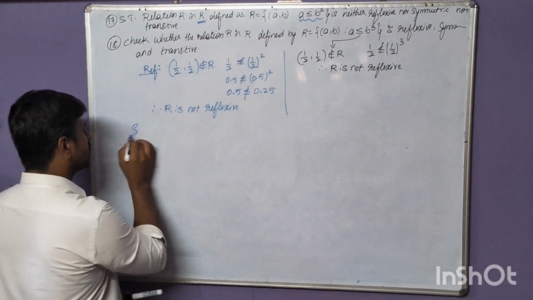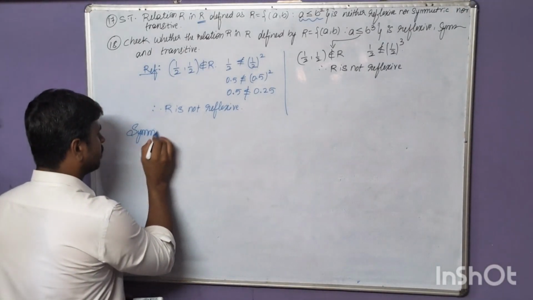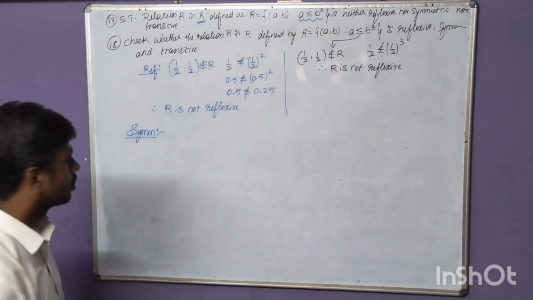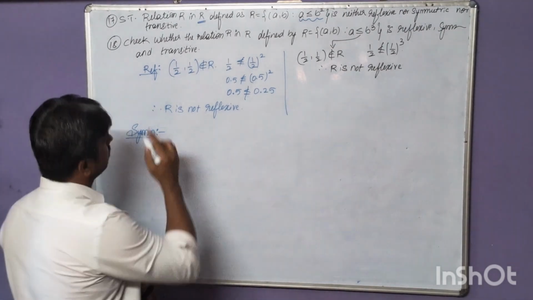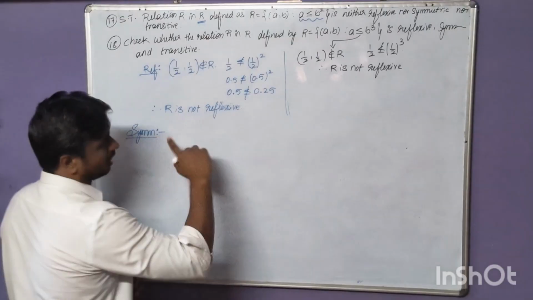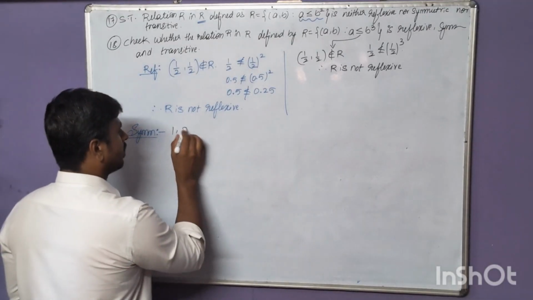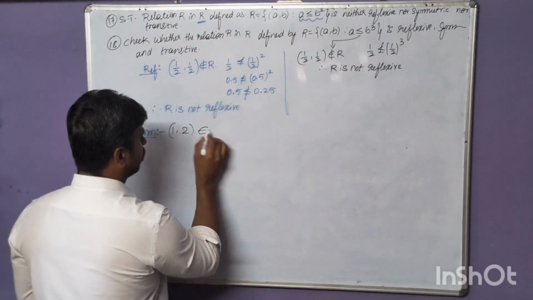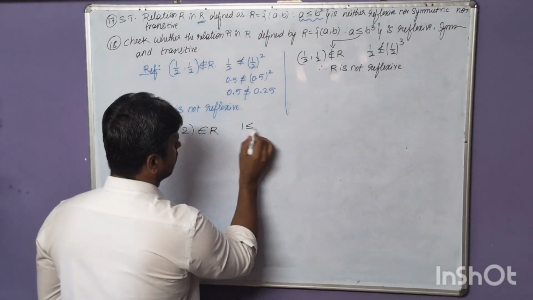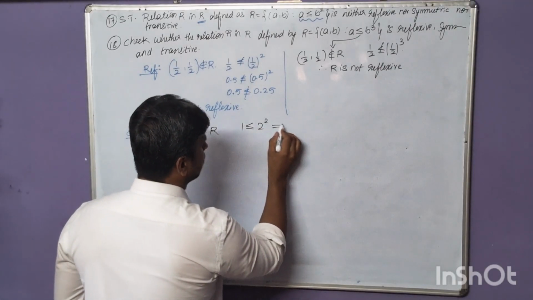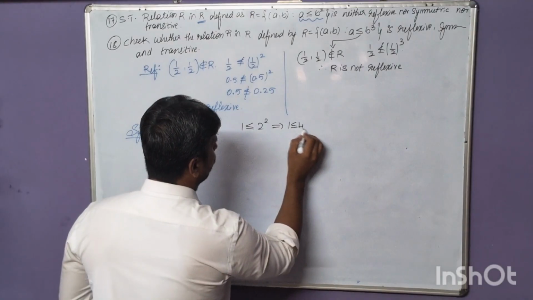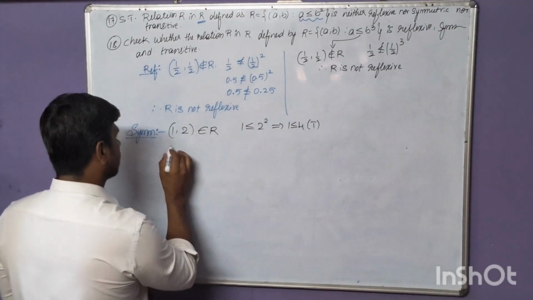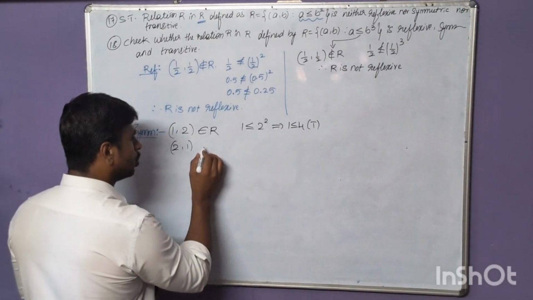When do we say that the given relation is symmetric? To say that the given relation is symmetric, if (A, B) belongs to R, then (B, A) should belong to R. So I will take one counter example to say that the given relation is not symmetric in both the cases. For example, if I take (1, 2), I can say that (1, 2) belongs to R because 1 is less than or equal to 2 square, which implies that 1 is less than or equal to 4. That is true. Okay, but if I take its reverse as (2, 1), does (2, 1) belong to R?